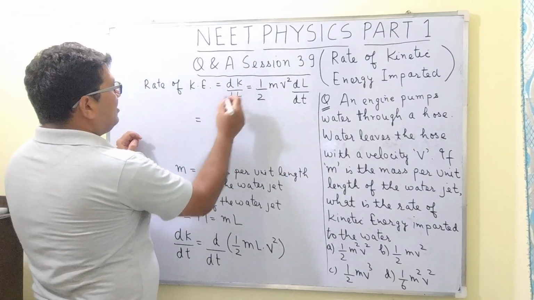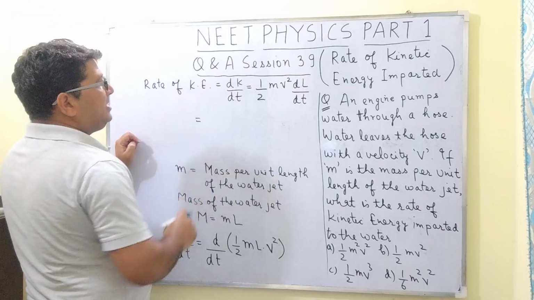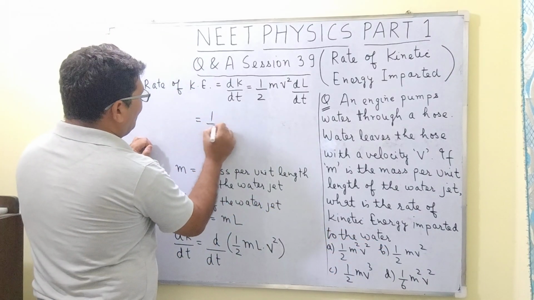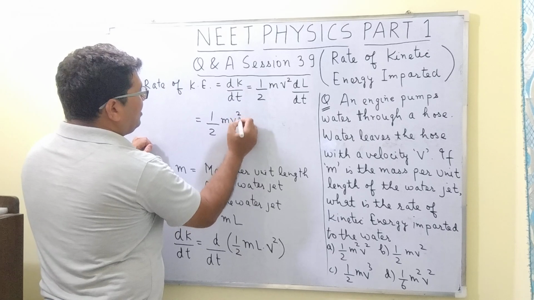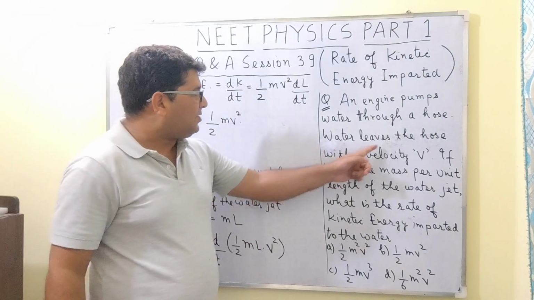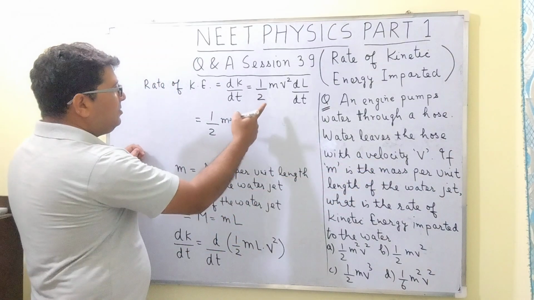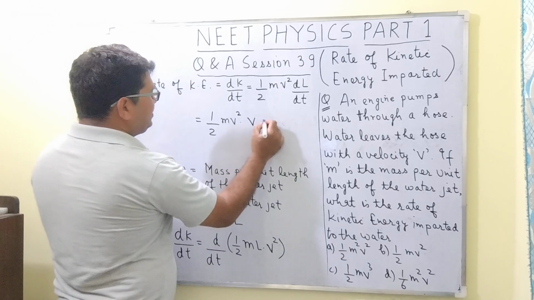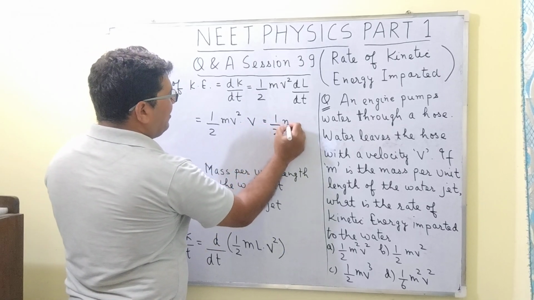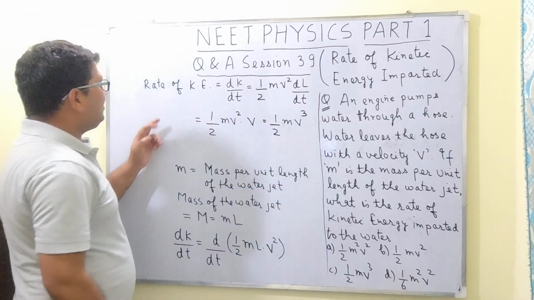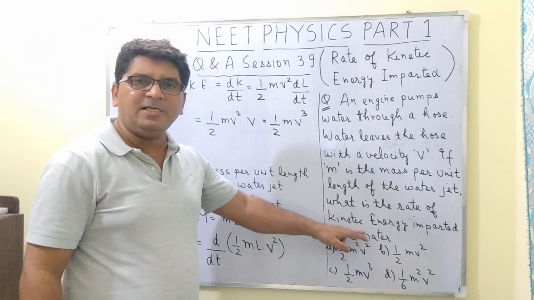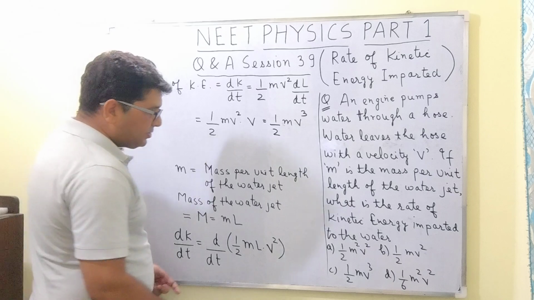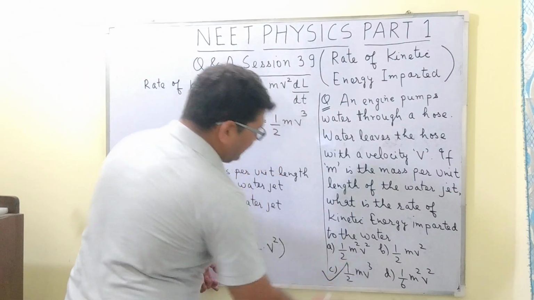So finally, the rate of the kinetic energy which is imparted to this water jet will be equal to 1 by 2 mv square. Now dL upon dt is the velocity of the water, so I will be substituting dL upon dt by v. So this is equal to 1 by 2 m v cube. So the rate of the kinetic energy which is imparted to this water jet is equal to 1 by 2 mv cube. So here the correct option is C.